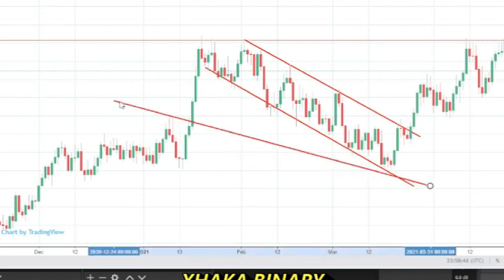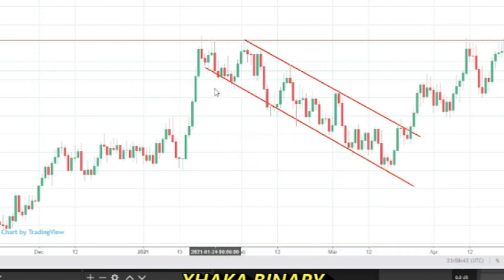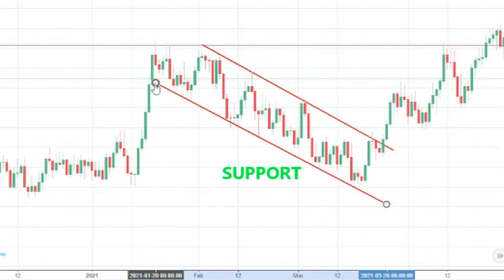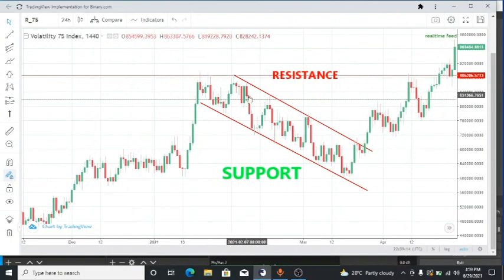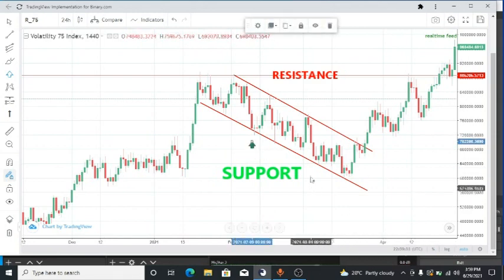Okay, sorry. Once you're drawing your channel, here is your resistance. And here is your support. Above is just a resistance, and below is your support. Once the market comes to your support here, you buy. There's an opportunity again to buy here, you buy.